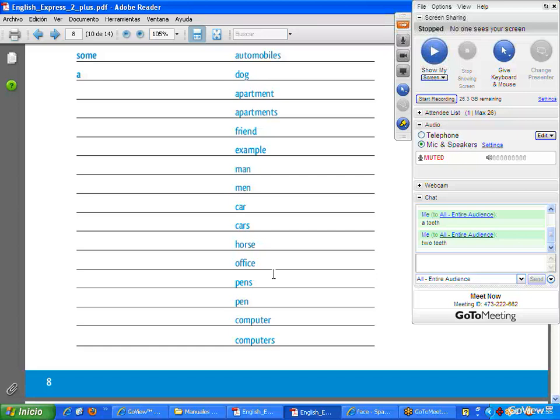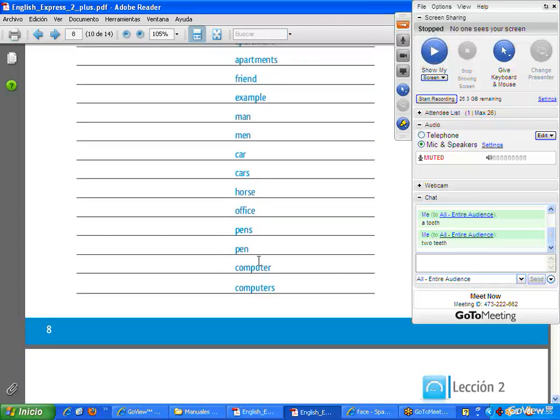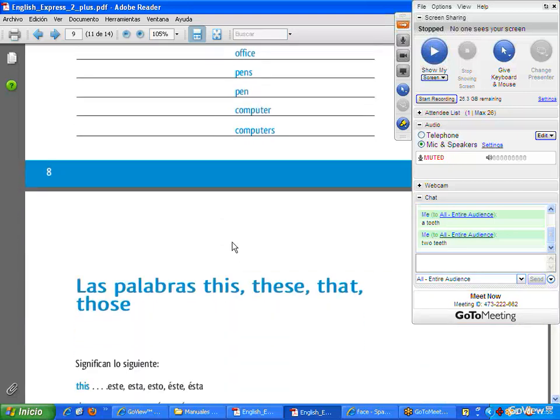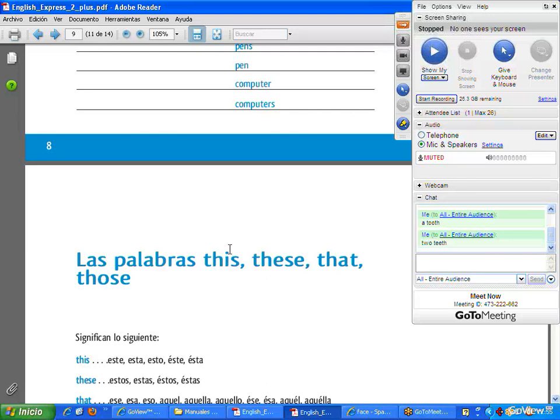Now, the palabras, the words, this, these, that, and those. Okay? We call these the demonstrative pronouns. Look at all these words in Spanish. There are so many. For this, este, esta, esto.